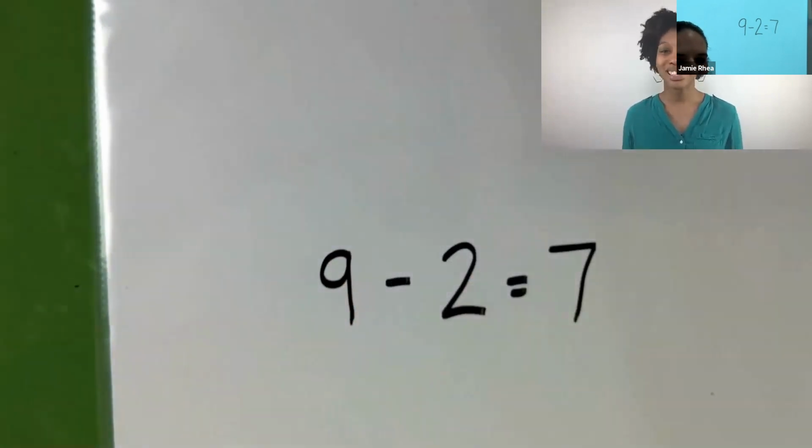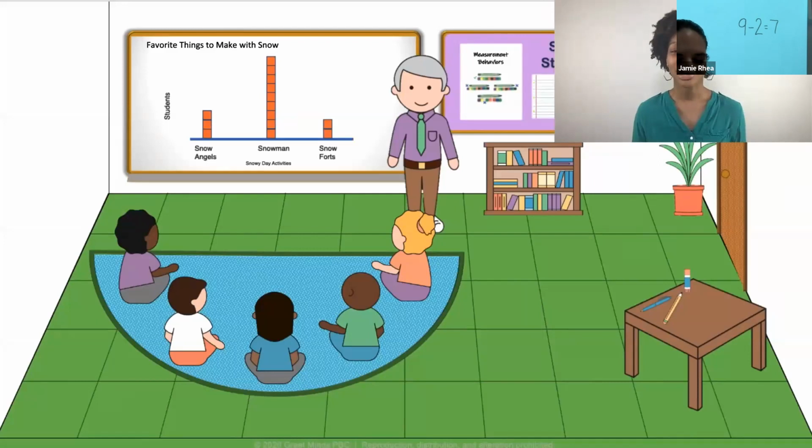Great work, mathematicians. Now let's answer the question. How many children took this poll? You might be wondering, what does poll mean? Poll is a situation where people vote. So in this case, children were polled on their favorite things to make in the snow. So again, the question is, how many children took this poll?